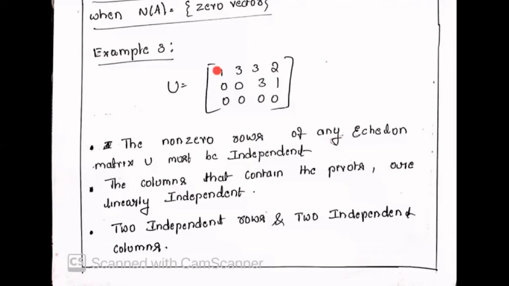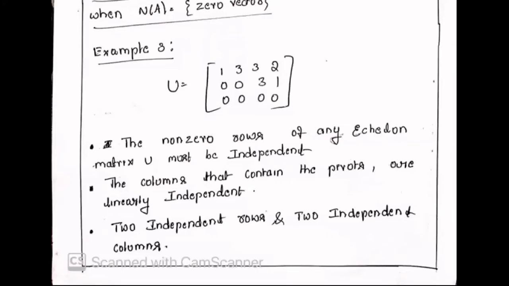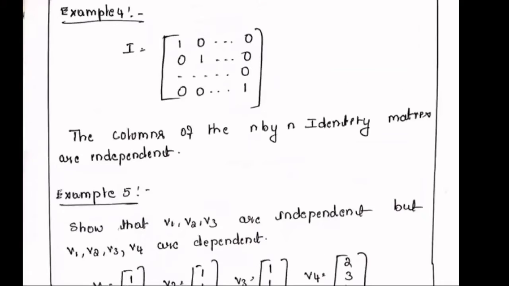Here in the columns, it has only 2 pivots. Those pivots exist in column 1 and column 3. So it has only 2 independent columns. Together, if you consider all the 4 column vectors, they become dependent vectors. But if you consider only column 1 and column 3, they become independent vectors. Okay.